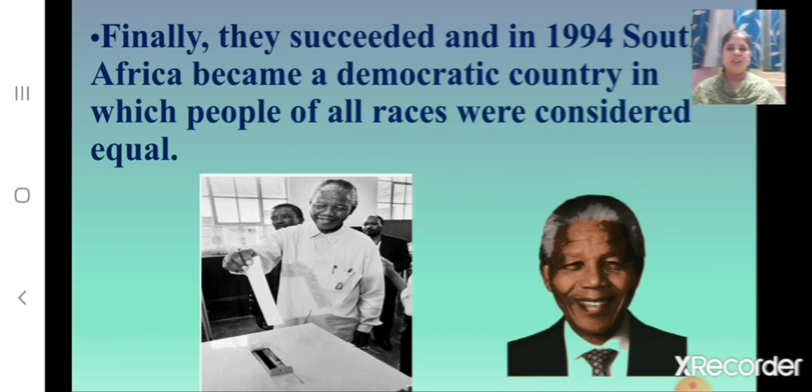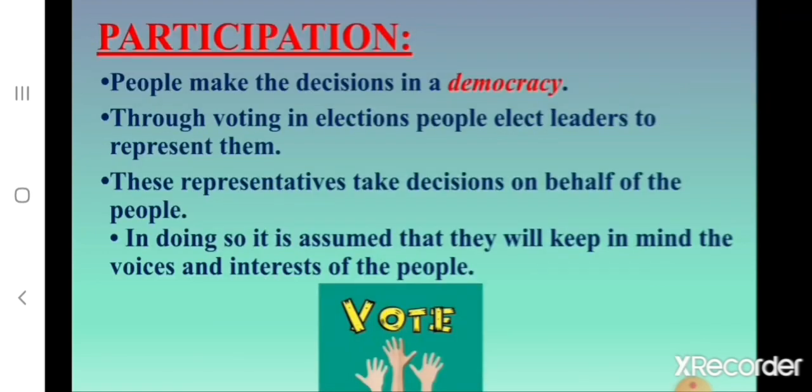So in which year did they succeed? They succeeded in the year 1994, and they became a democratic country. Now children, let us learn the next topic, that is participation, and let us try to understand what a democratic government means to all of us.